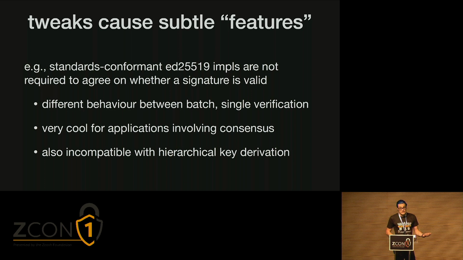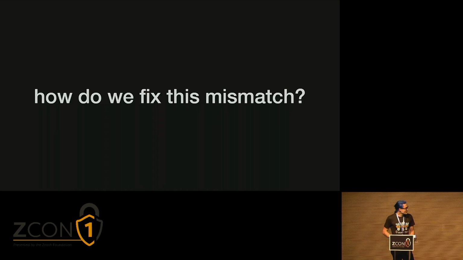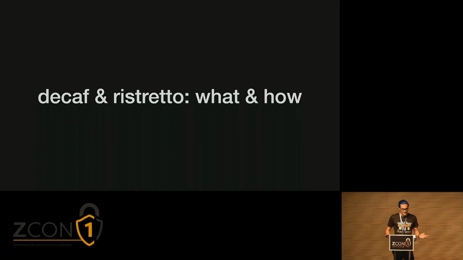And that's in the best case, right? In the unhappy case, you don't do the tweak correctly and you have a catastrophic failure and your whole thing is totally insecure. Okay, so that would be bad. So how do we fix this problem? The answer is using decaf or ristretto. So now I'm going to tell you what those are, and then try to give you a little bit of insight into how they work.